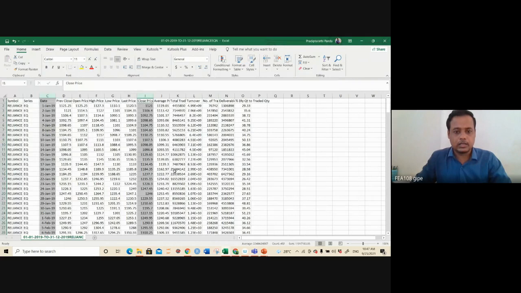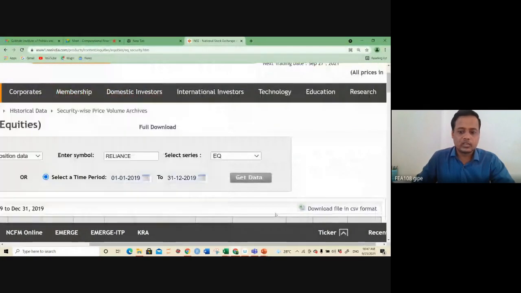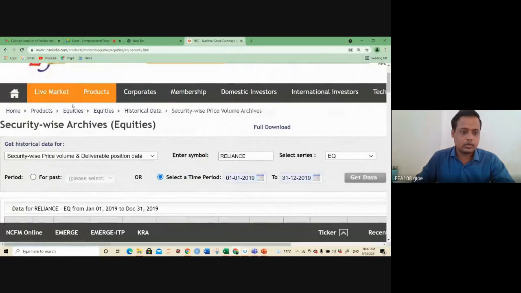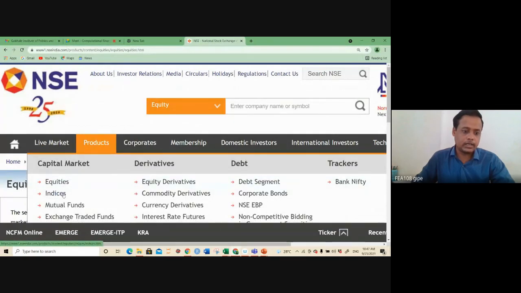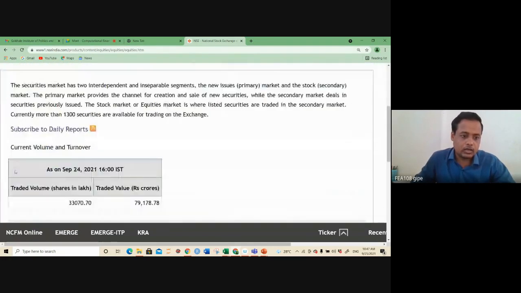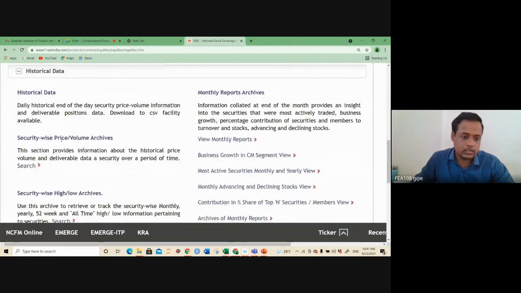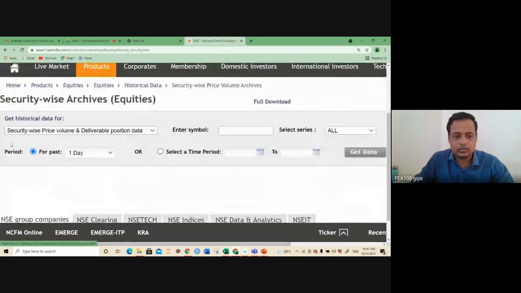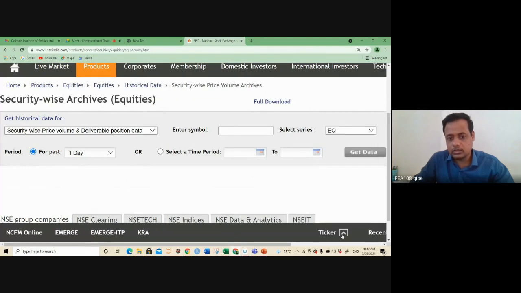Just see. Go back to product, then equities. Once you go to equities, so indices we have gone earlier. Now you go to equities. Now under equities, you go for historical data. Under historical data, search security wise price volume archives. You go to here. So this is what we are here. In the series, select EQ, then enter your symbol, then you will get it.